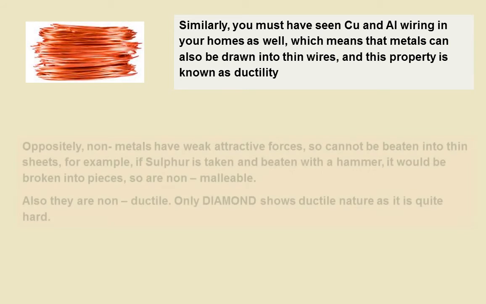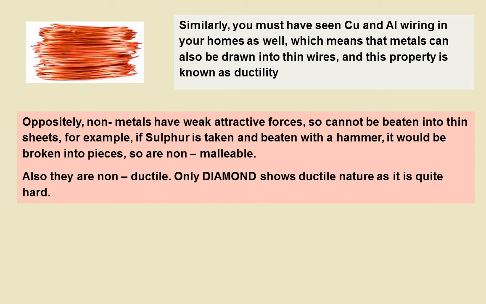In contrast, non-metals have weak attractive forces, so they can't be beaten into thin sheets. For example, if sulfur is taken and beaten with a hammer, it would break into pieces, so it is non-malleable. Similar to sulfur, other non-metals are also non-malleable, and they are also non-ductile.